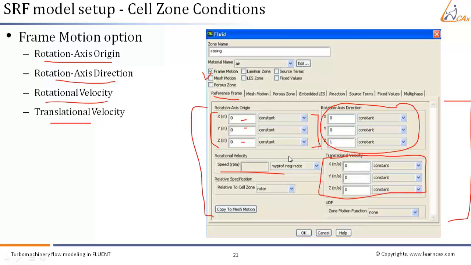We can directly give the zone motion using UDF as well. All inputs can be hooked to the UDF or profile files. UDF also permits prescription of transient variation for all frame motion inputs. Here, note that the rotational velocity is counterclockwise about the axis of rotation. Axis direction should be a unit vector, but it will be normalized if not.